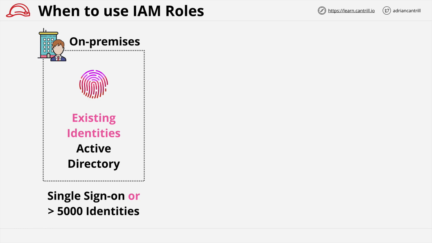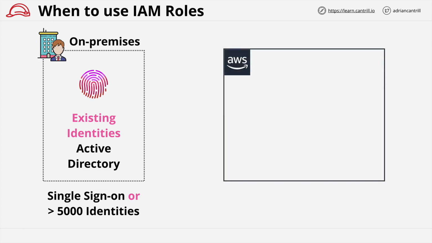Or you might have upwards of 5,000 accounts. Remember, there's the 5,000 IAM user limit. So for a corporate with more than 5,000 staff, you can't offer each of them an IAM user. That is beyond the capabilities of IAM. Roles are often used when you want to reuse your existing identities for use within AWS.